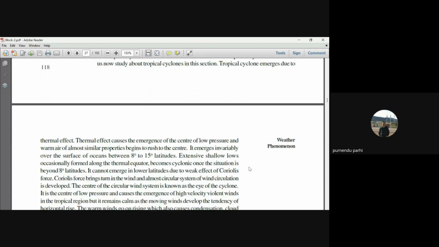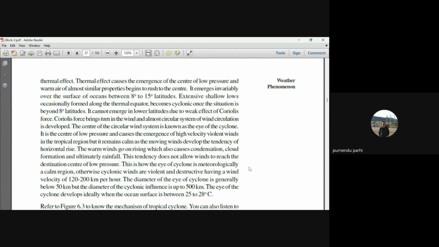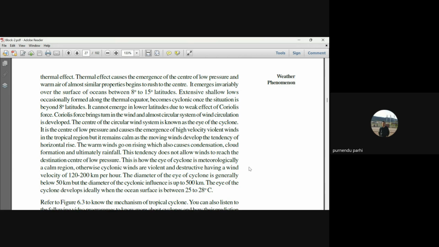Tropical cyclone emerges due to the thermal effect. Thermal effect is the emergence of a center of low pressure, and warm air of almost similar properties begins to rush to the center. It emerges invariably over the surface of ocean between 8 degree to 15 degree latitude. Extensive shallow lows occasionally formed along the thermal equator become cyclonic once the situation is beyond 8 degree latitude.